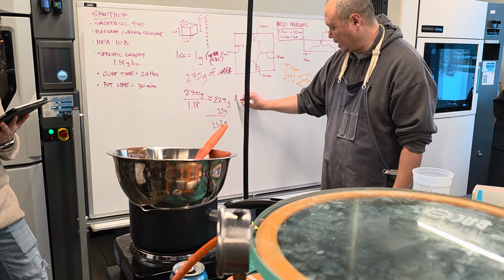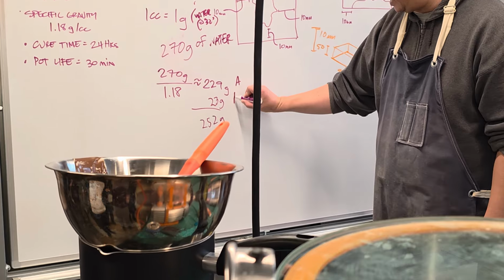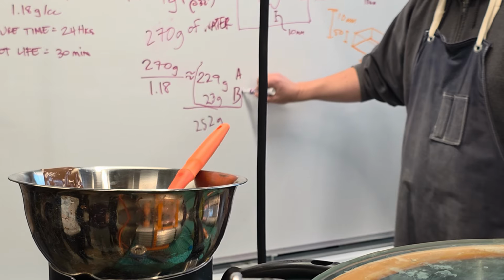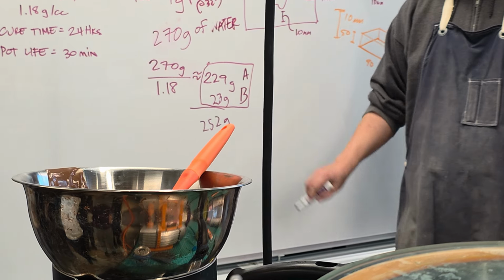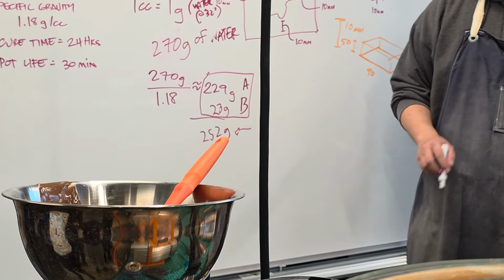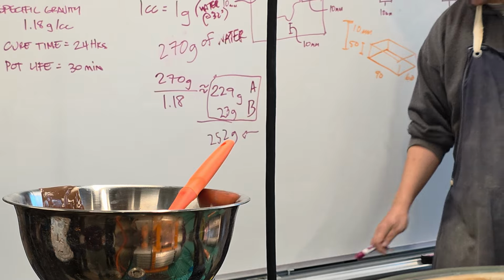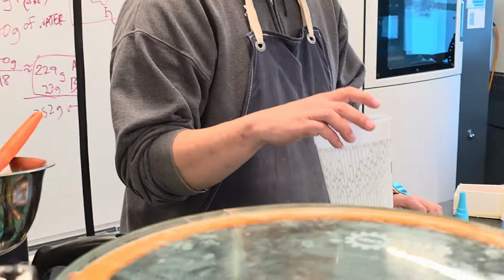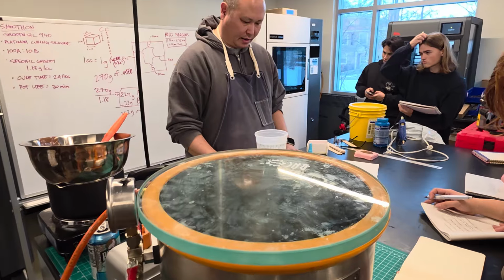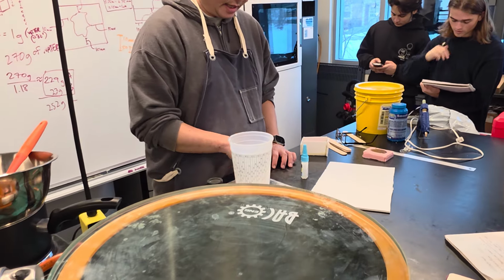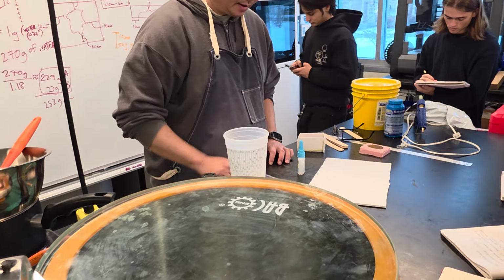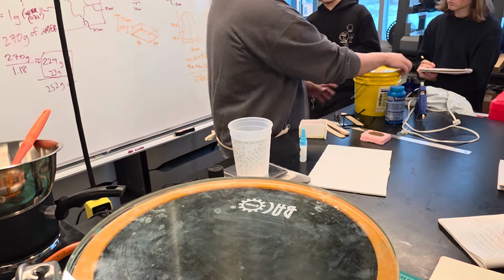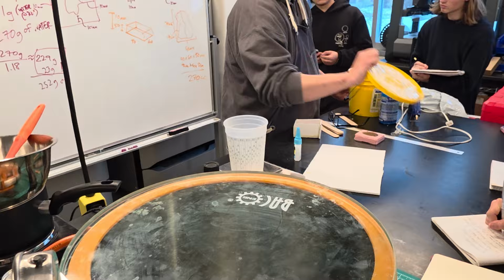I need 229 of part A and 23 of part B. So these are my final numbers, and I want to make sure the scale gets to 252. All right, let's weigh this out. I'm going to place the container on the scale, and then tare the scale out. This will zero it so that the weight of the container is taken into account. And then I get to start mixing this.